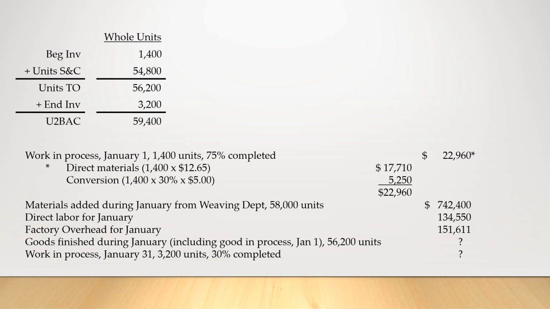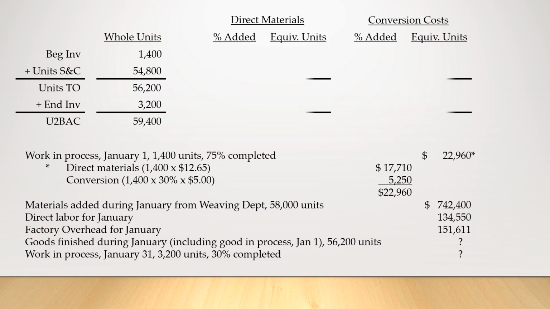For step 2, we need to determine our equivalent units for direct materials and conversion costs. To do so, we multiply whole units by the percent added. Starting with direct materials, we did not add any materials to our beginning inventory this month because all materials were added to these units last month when their production began.